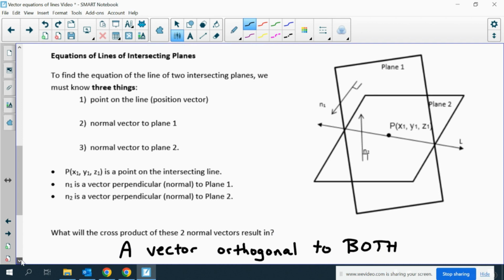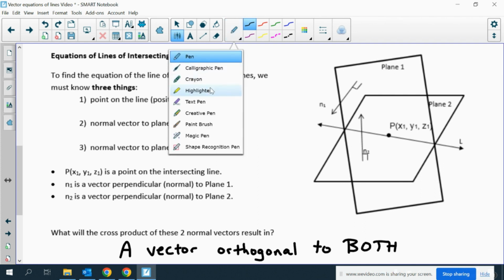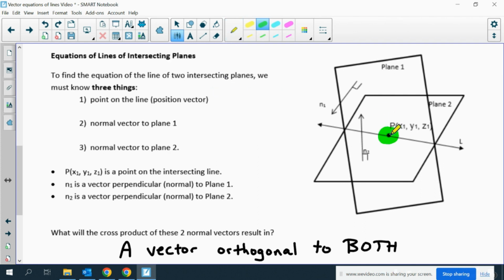Lastly, equations of lines of intersecting planes. To find the equation of the line of 2 intersecting planes, you need to know 3 things. You need to know a point on the line of intersection. You need to know a normal vector to one of the planes and a normal vector to the other plane. So these are things that we need to know. So if we look at this picture, we found this point, and then we need normal vectors to both planes.